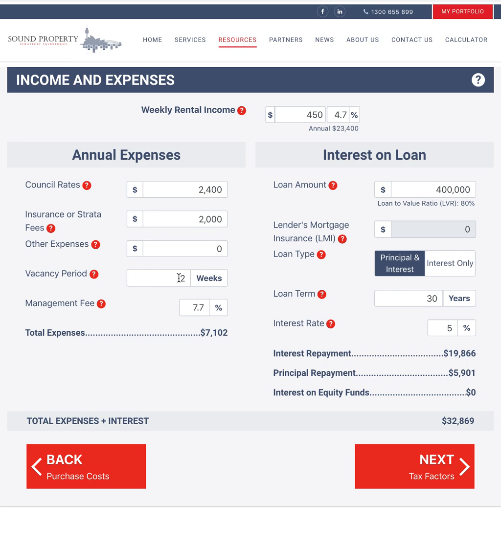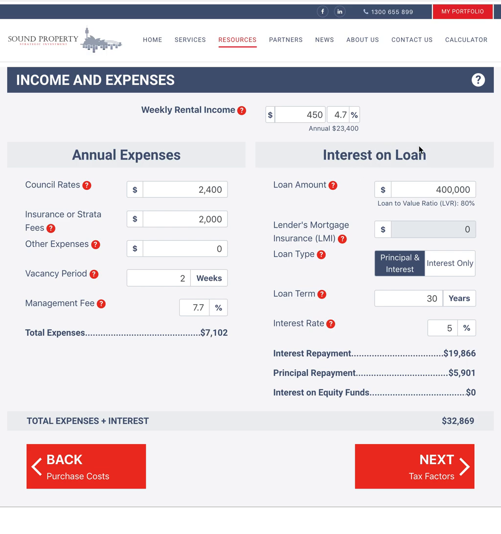The vacancy period here allows for any vacant time that there's not a tenant obviously paying rent in the property, and so this will deduct whatever the weekly rental amount is that we have put into the calculator. The next one is the management fee. This is the property management fee. Generally, property managers in Australia charge between 6 and 7%. So in this example, I've just used 7% plus GST. So we can see our total expenses are sitting around $7,000 a year for this property.